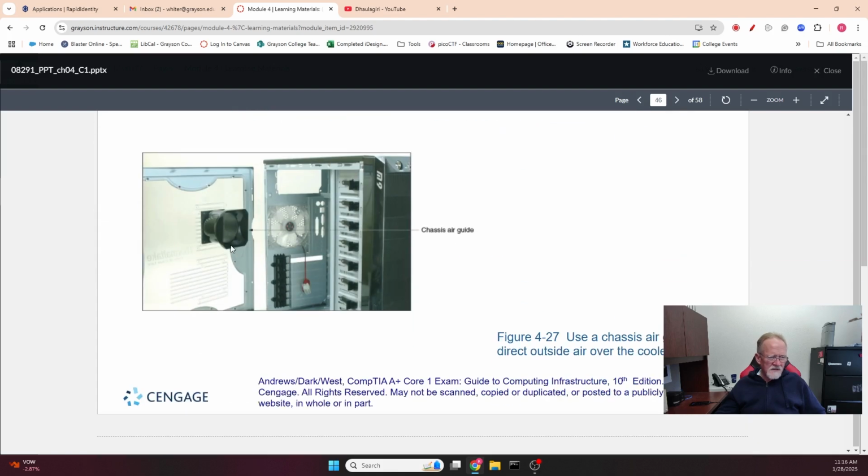Same thing here. This is a chassis air guide. So you've got the grates here on the back side of the case, and this little plastic cone with a fan inside of it usually will pull air directly in and aim it directly where it needs to go. Generally that will be at the processor or at the hard drive slots, whatever the air needs to hit. This guide can be used to aim the air.